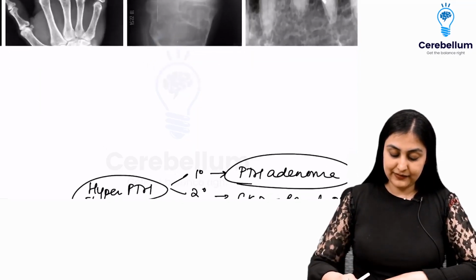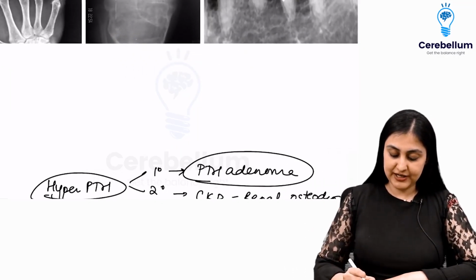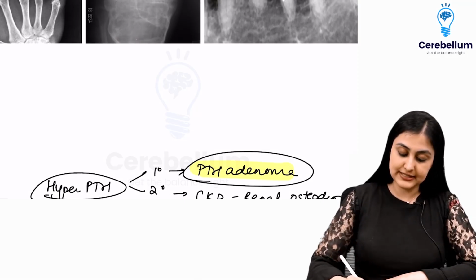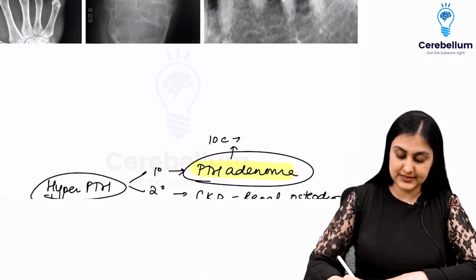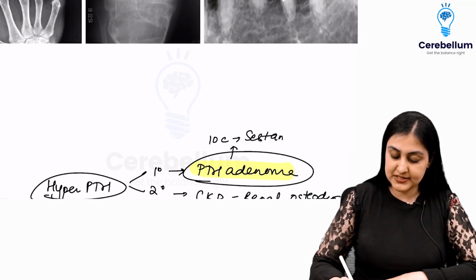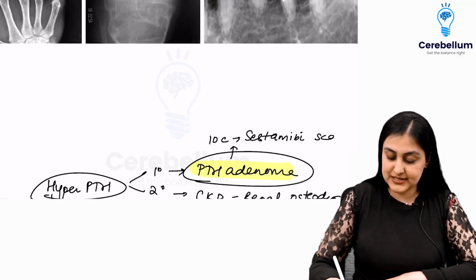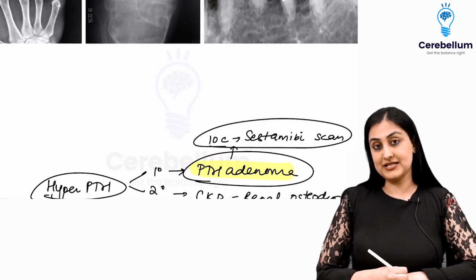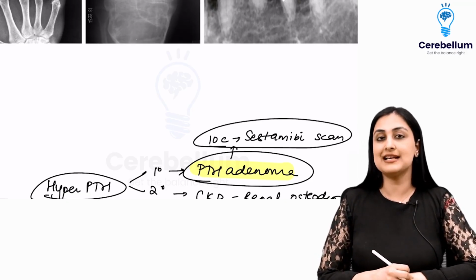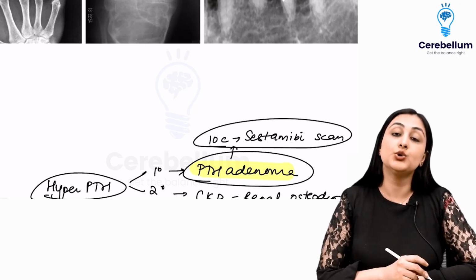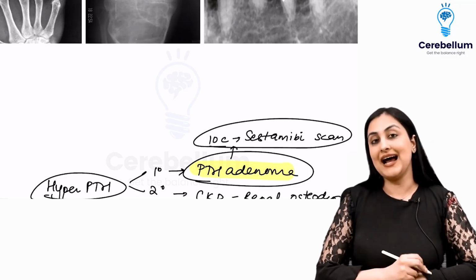One thing here very, very frequently asked, PTH adenoma, what is the investigation of choice to localize? The answer is a nuclear medicine scan which I will teach you, which is called the SESTA-MIBI scan. So right now just have this in your mind. SESTA-MIBI scan is the best to localize parathyroid adenoma.